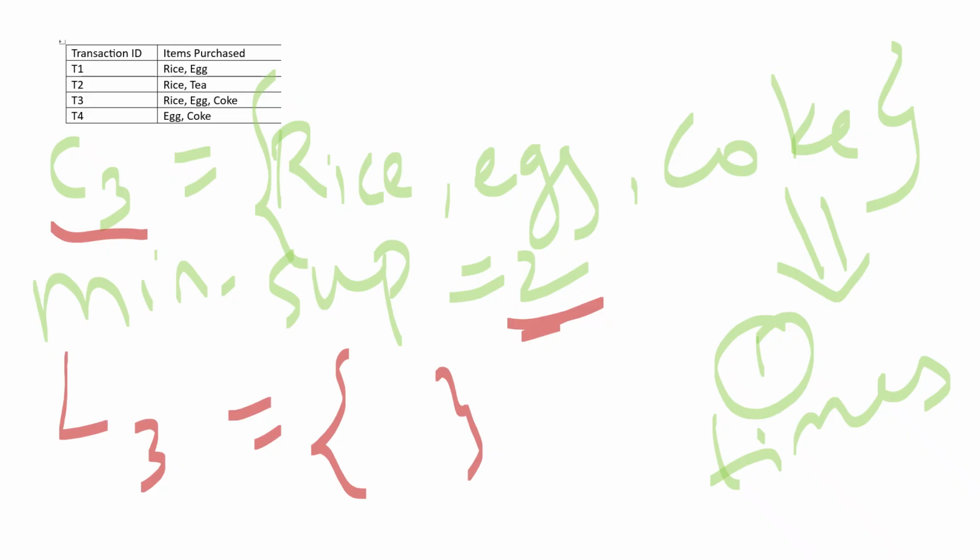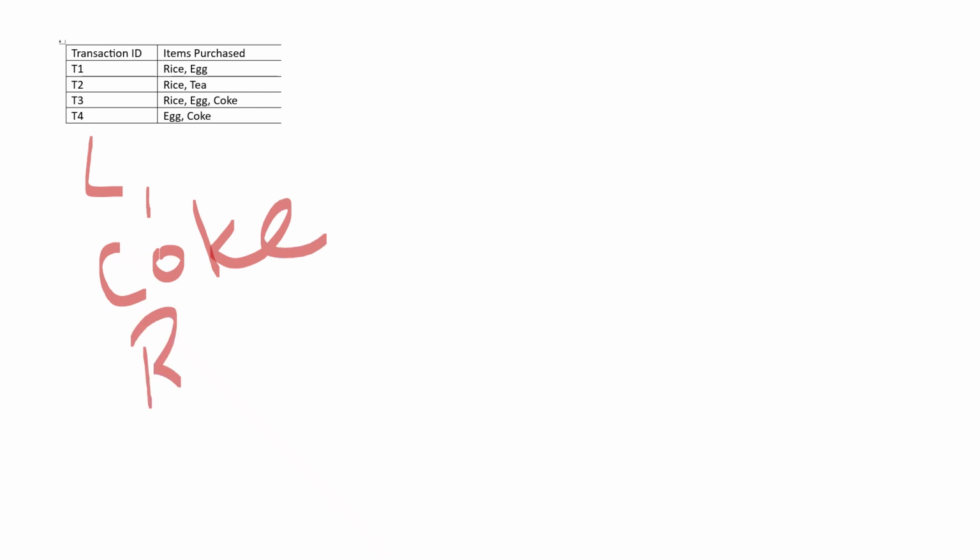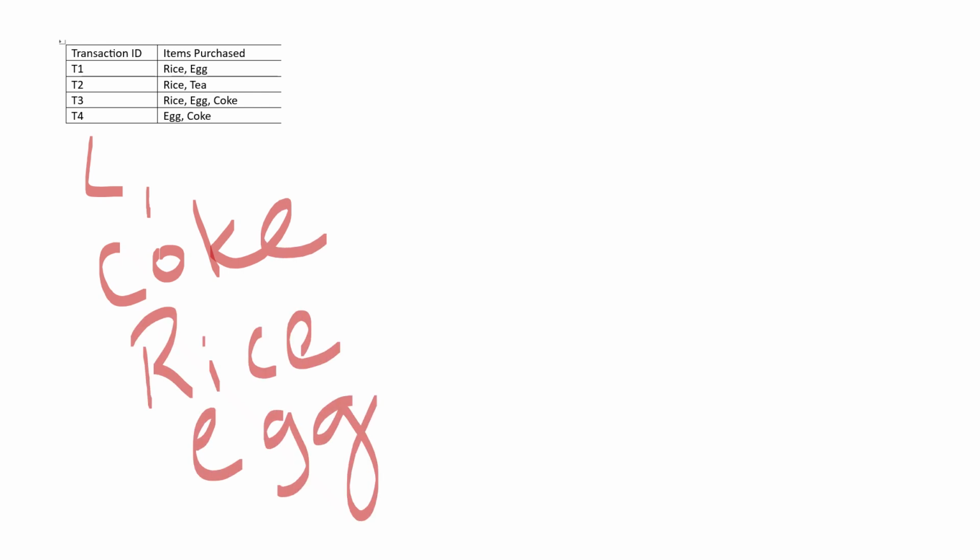So here I have to stop my calculation. So my algorithm ends with the L3. I'm not having any item in L3. My L3 is empty. Finally, I have to list the items which are frequent. So my L1 means one item set. What are the one item sets available? Coke, rice, egg. So these are the frequent item sets, one item set.